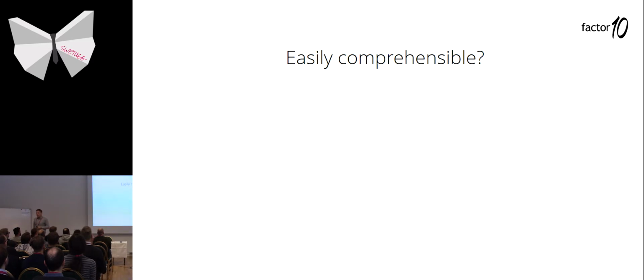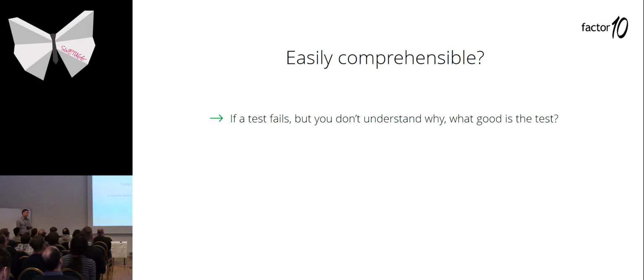What about easily comprehensible? We want that, right? In our code and in our tests. So suppose you get a notification that a build has failed on the build server, or before that you run the tests on your machine and you have a red test. And you look at the test that has failed, and you have no clue what it does. You don't understand why it fails. You don't see the connection between what you just did and what the test does. Is that a good test? Is that something we can use?